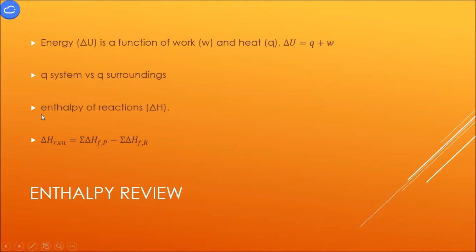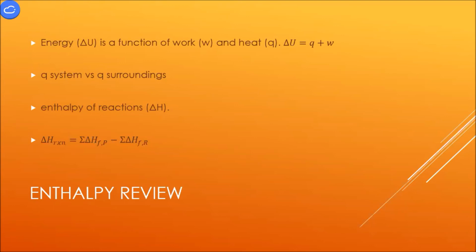But the big thing we have to remember is the enthalpy of reactions. We calculated how much heat energy would be produced when we made a reaction go. If I burned methane, how much energy could we form? And how did we calculate this? We calculated this through delta H. The delta H of the reaction is the sum of all the products minus the sum of all the reactants.